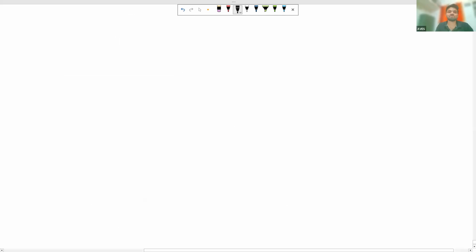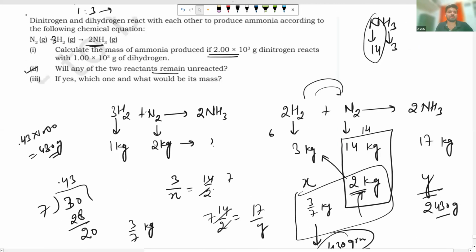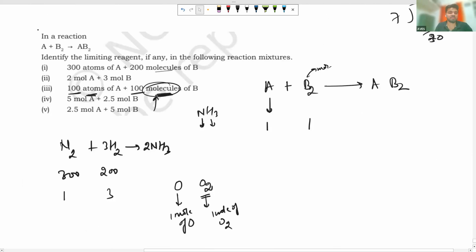So in the previous question, if I go to this one and it is saying 100 atoms of A and 100 molecules of B, B2 is a molecule. So the ratio will be 1:1. So if I'm thinking 100 to 100, there is no limiting reagent needed. They both will combine, because it is a 1:1 ratio. But in the above one, let's just say 2 more.